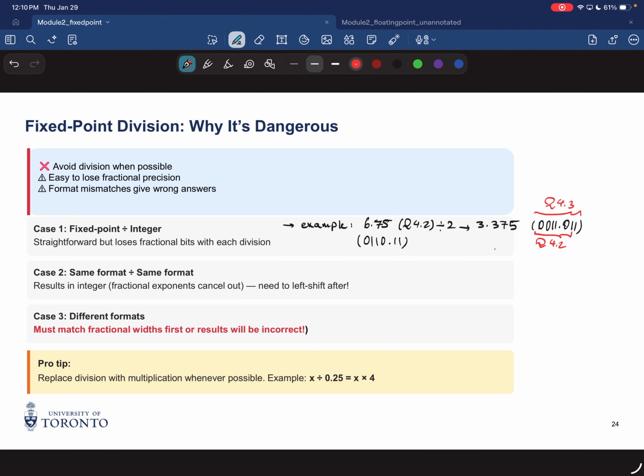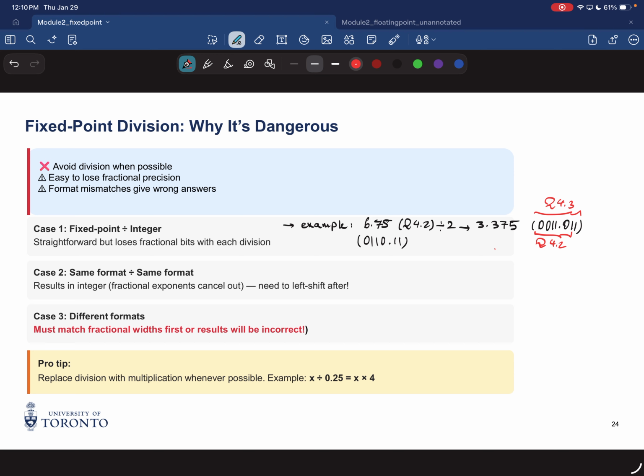Hi everyone. Let's finish fixed point so we can move on to the floating point. So yeah, last session we talked about how we can convert things decimal to fixed point and vice versa, and we also did arithmetic using fixed point. Now the last operation that we will look at is division.